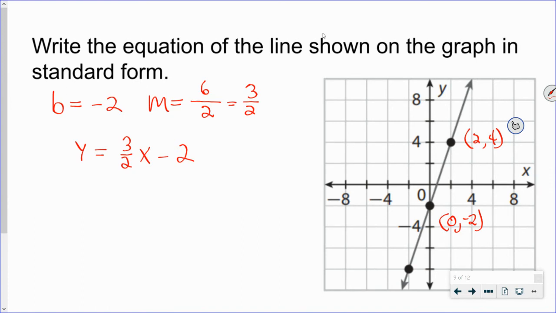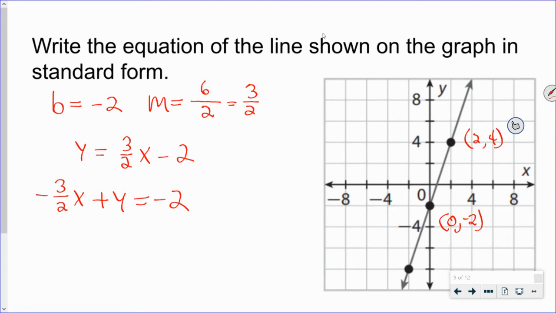And remember, in standard form, I would like to move my x to the other side of the equation. So I'm going to subtract 3 halves x from both sides. When it moves, it becomes negative 3 over 2 x plus y equals negative 2. We talked about this yesterday. There were certain qualities we look for in standard form. Is it in standard form as it is right now? No, it can't have a leading negative. It also can't have a fraction.